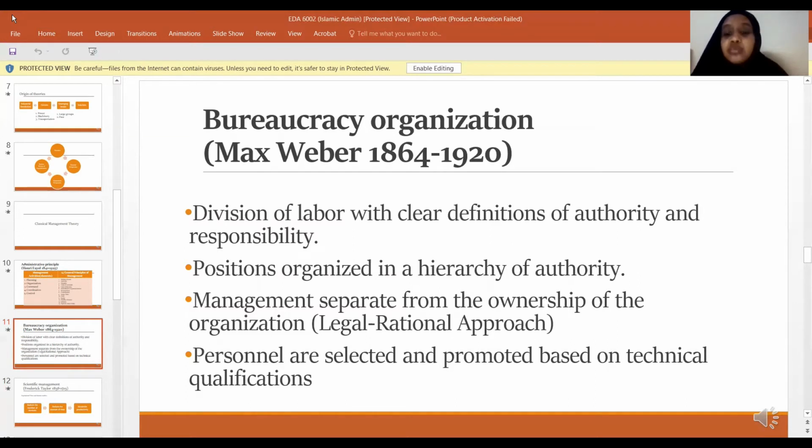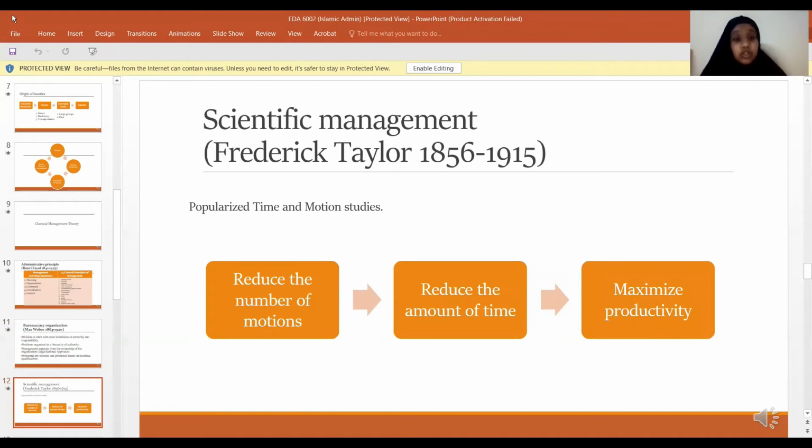Management is separated from the ownership of the organization, with a legal, rational approach. Personnel are selected and promoted based on technical qualification. So he mentioned the qualifications to take the worker. Okay, there is also scientific management.